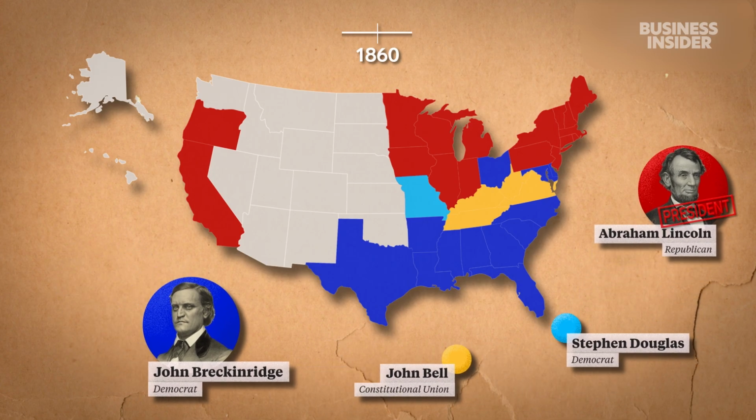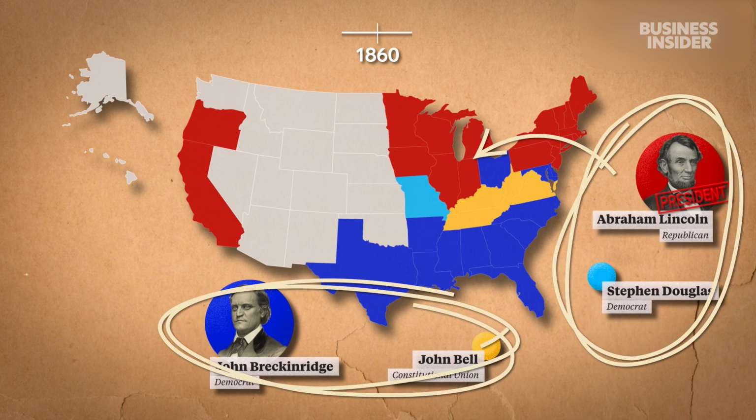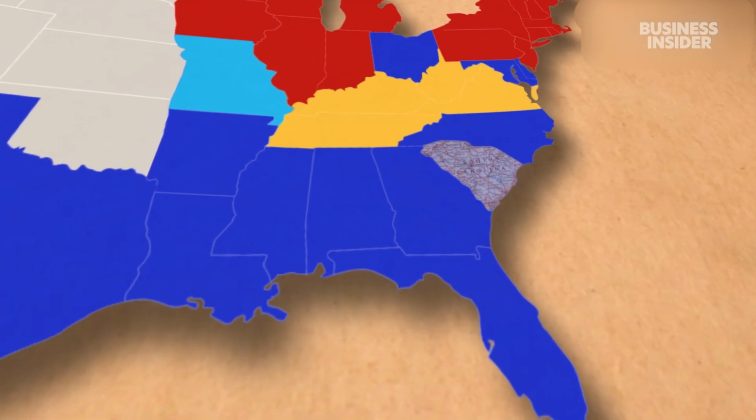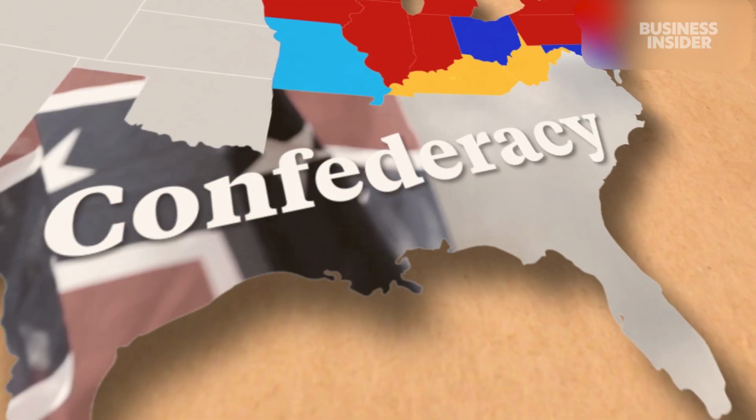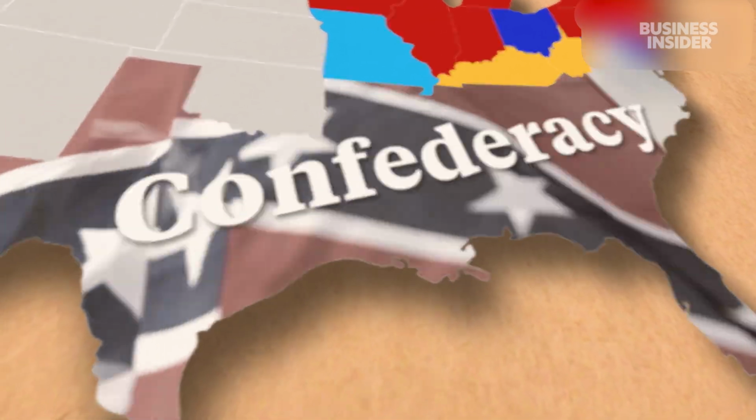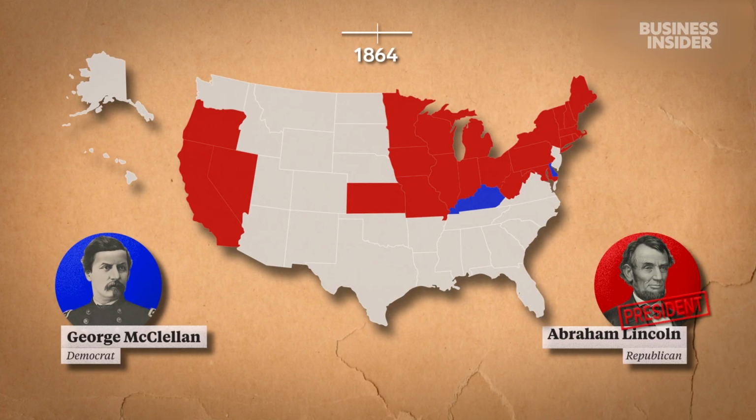It's really 2 separate elections, one in the North and one in the South. Lincoln isn't even on the ballot in most of the slave states. We might as well already be in 2 distinct republics by the summer and fall of 1860. Starting with South Carolina, 11 southern states secede from the Union to form the Confederacy, and the Civil War begins in 1861. In the midst of the war, Lincoln wins a second term.